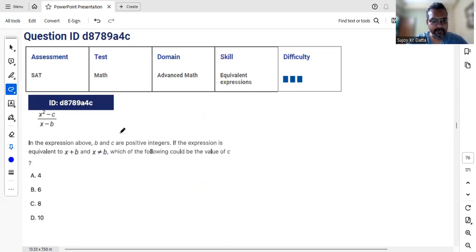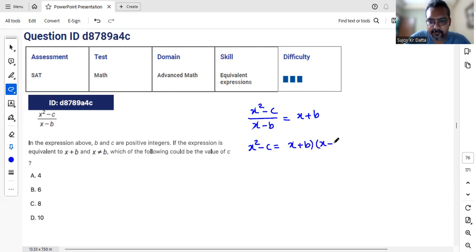In the expression above, b and c are positive integers if the expression is equivalent to x plus b. So here they are saying that (x squared minus c) over (x minus b) equals x plus b. x is not equal to b, so that the denominator does not become 0. So we just cross multiply, right? Okay. x squared minus c equals (x minus b) times (x plus b), which then becomes x squared minus b squared. So x squared cancels out from both sides. So we end up with c equal to b squared.